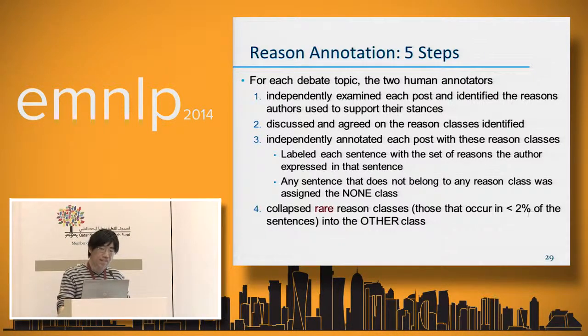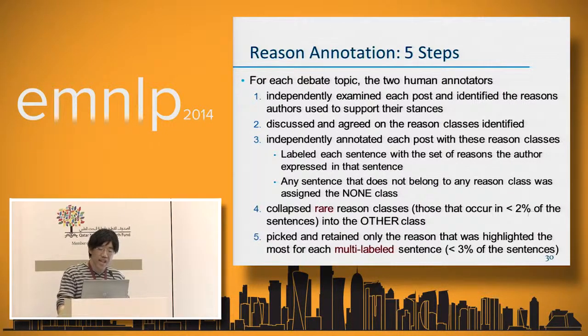The reason for collapsing rare reason classes is that these rare classes are typically less important, and trying to model them would increase modeling complexity without much benefit for our purposes. Finally, for each multi-label sentence, we ask the annotators to pick and retain only the reason that was highlighted the most in it. Multi-label sentences comprise less than 3% of the sentences in our data set, and to avoid modeling complexity, we ask them to just select one of the reasons as the reason for these sentences.